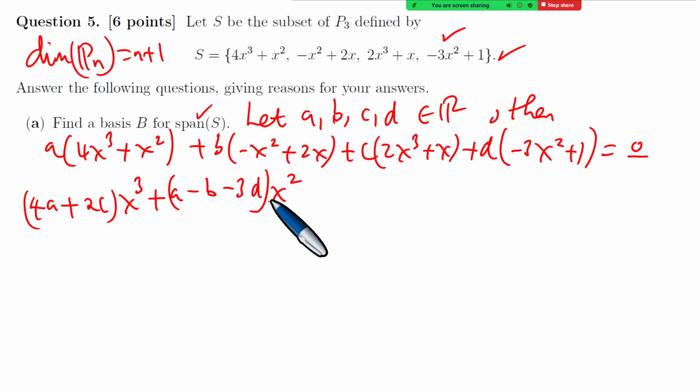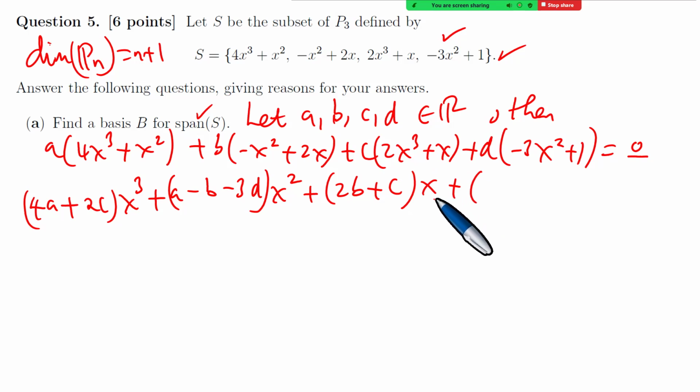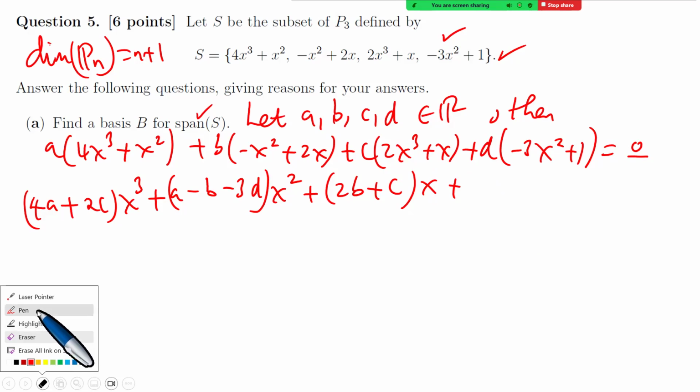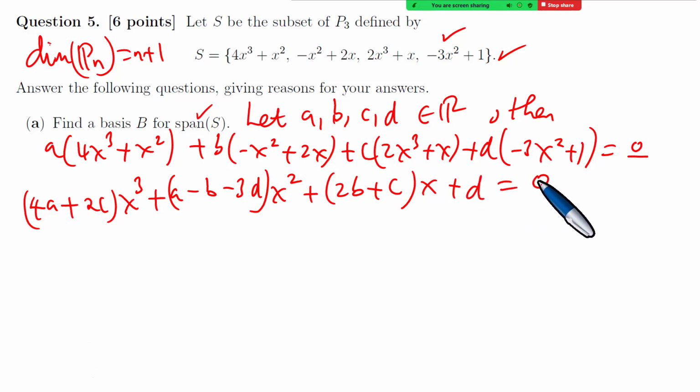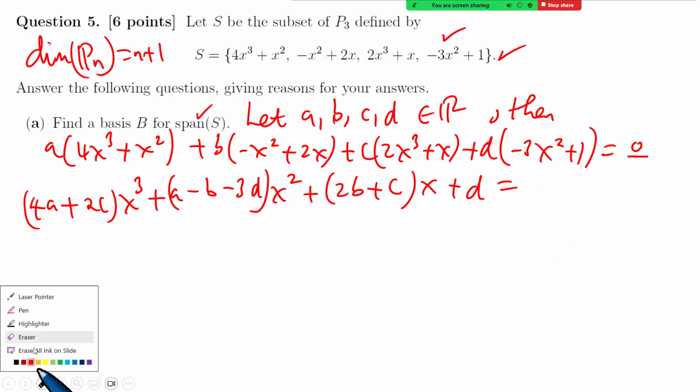Right, so now, what about the linear terms? You'd have 2b plus c, and there's no other x. There are only two x terms, this one and this one, two linear terms, and then it's times x. What about the constants? It's just d, only one. Well done. And this result is 0. I want to write the 0 differently.